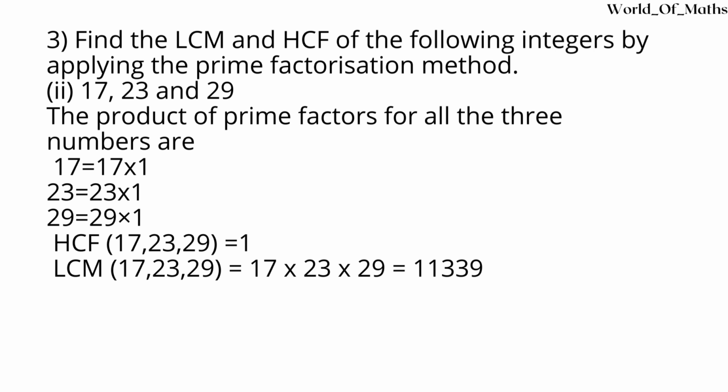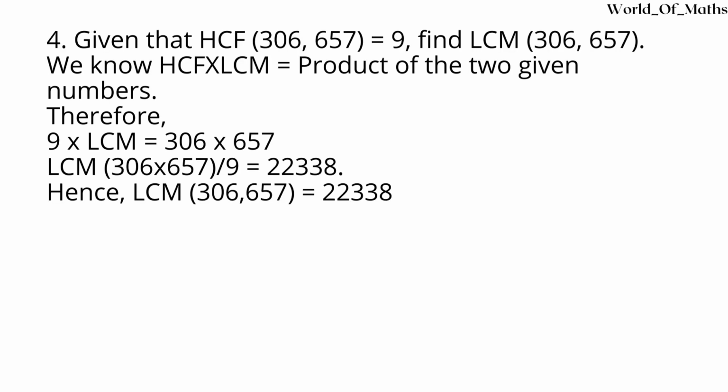Therefore, the highest common factor of 17, 23, 29 is equal to 1, and the lowest common multiple for 17, 23, 29 is equal to the product of all the factors involved, which is 17 multiplied by 23 multiplied by 29, which will give you 11,339. So the HCF is 1 and the LCM is 11,339.